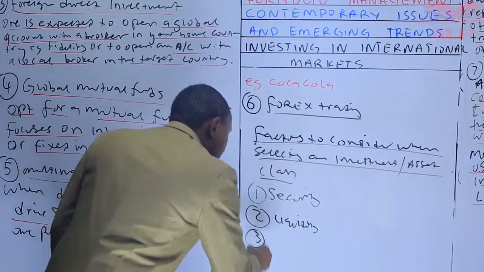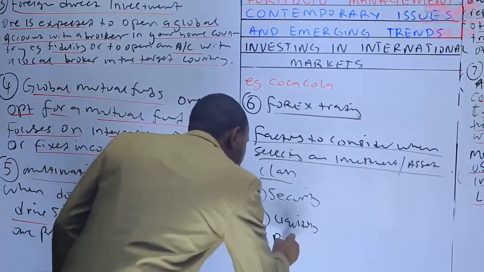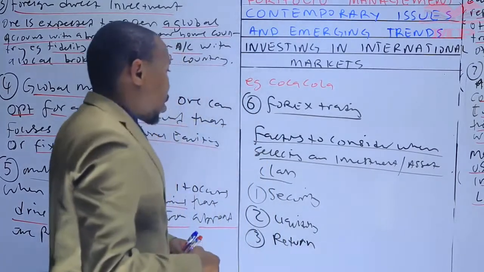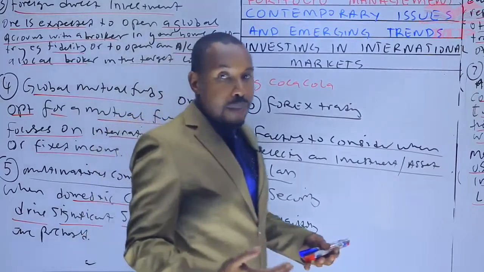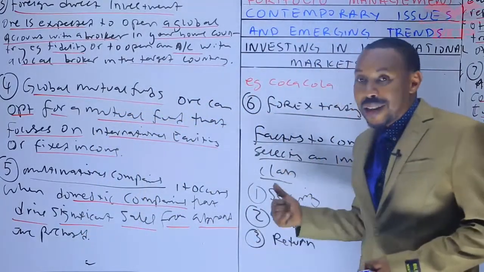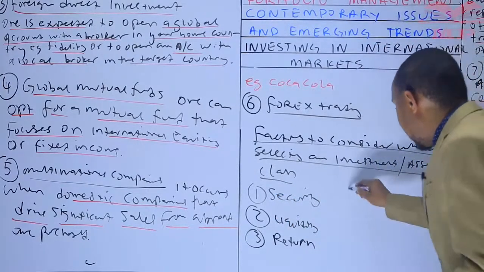Number 3, asset classes should be able to generate some element of return. So an asset class or an investment should be able to generate some return. There are times when they may not generate positive returns, but at least after some time, an investment or an asset class should be able to generate for you some return.